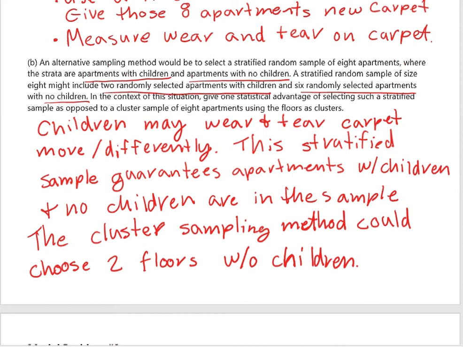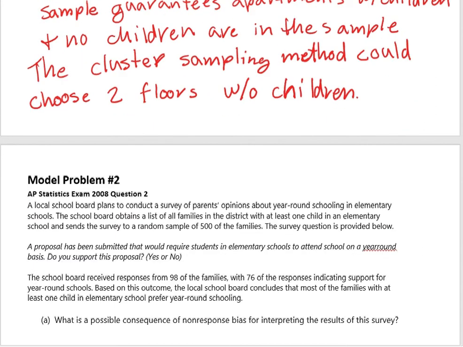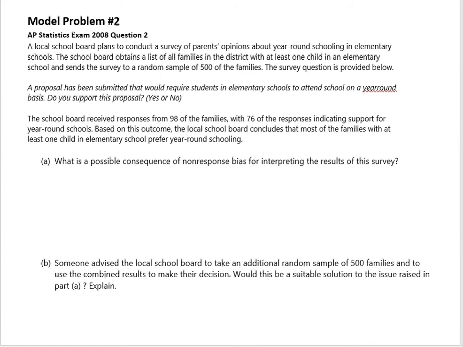Now on model problem 2, this was from the statistics exam in 2008. A local school board plans to conduct a survey of parents' opinions about year-round schooling in elementary schools. The school board obtains a list of families in the district with at least one child in elementary school and sends a survey to a random sample of 500 families. The survey question is: A proposal has been submitted that would require students in elementary schools to attend school on a year-round basis. Do you support this proposal? And you had to answer yes or no.